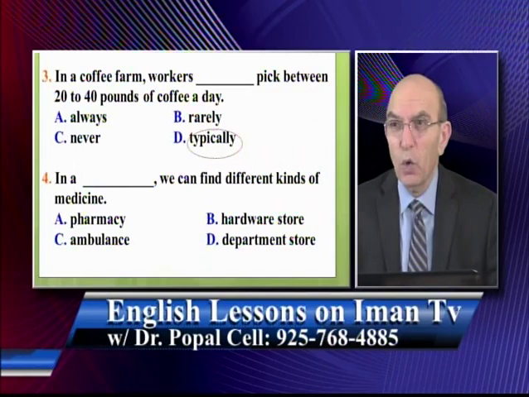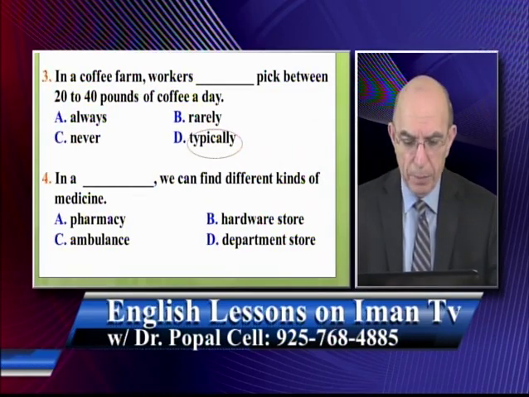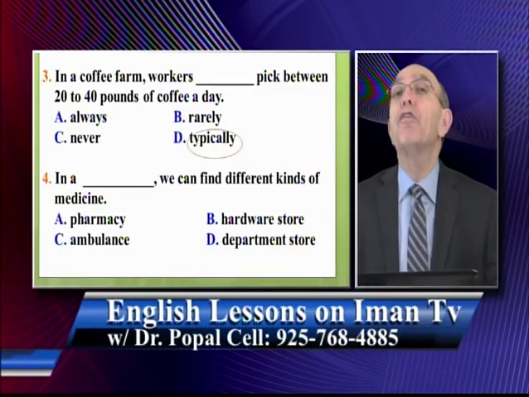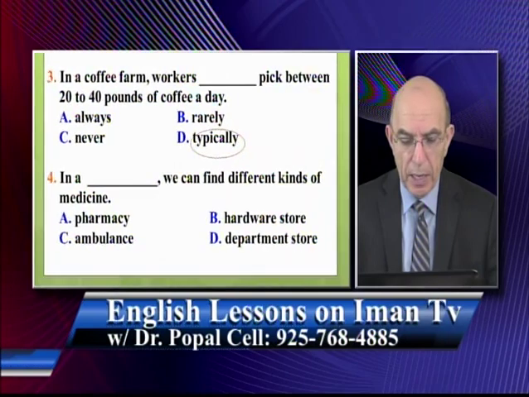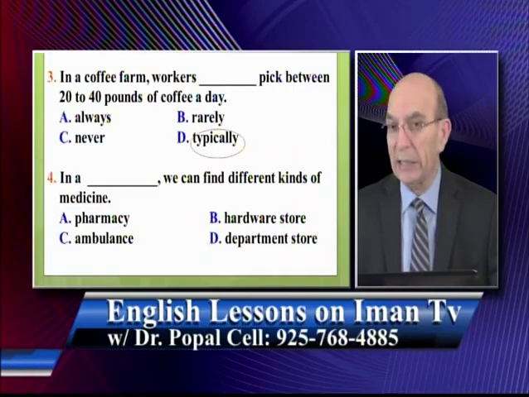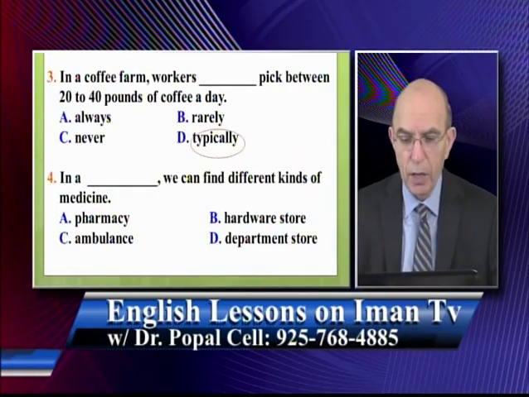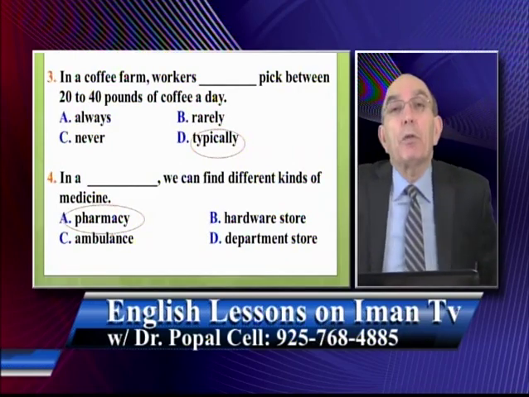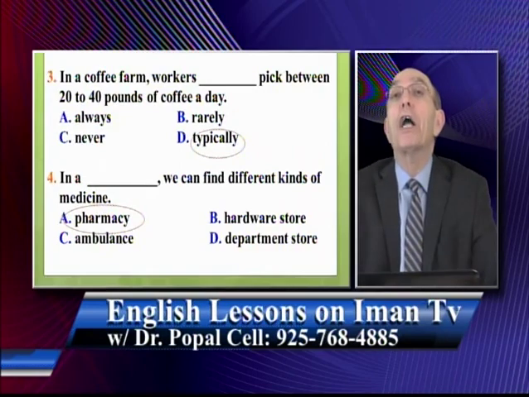Question number 4. In a blank, we can find different kinds of medicine. In a what? What would fit in this blank? A, pharmacy. B, hardware store. C, ambulance. D, department store. Which one is the one that you find a lot of medicine? Which one did you choose first of all? What is your idea? The correct answer is pharmacy. Pharmacy is like what you call a drugstore. It's where you find all kinds of medicine.